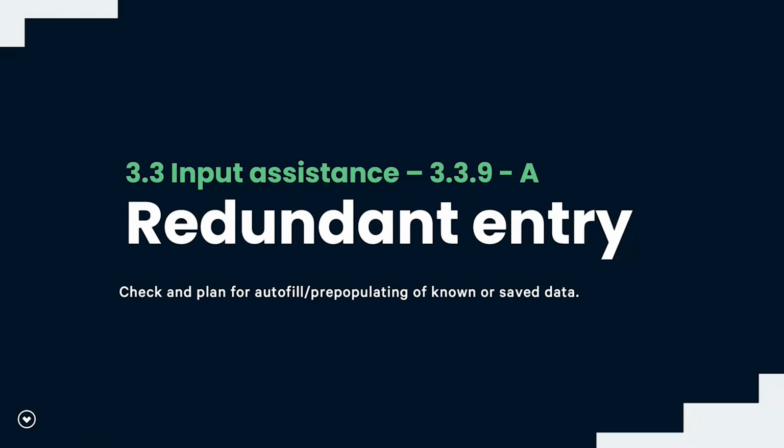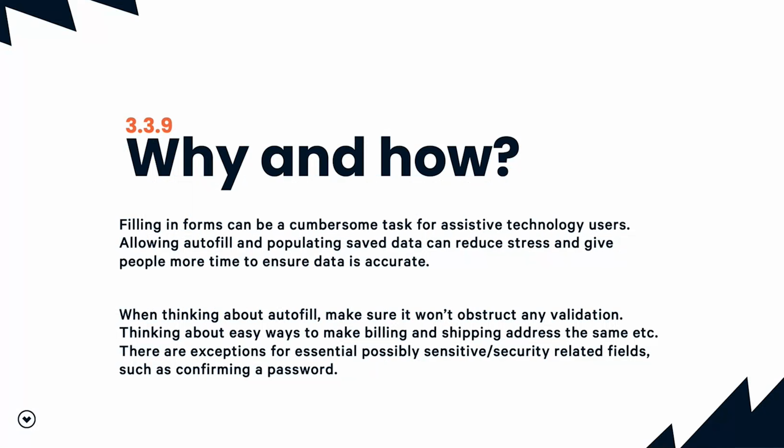So again, another input assistance one, 3.3.9, and this is level A, so your basic requirements. This one's redundant entry. So check and plan for autofill, pre-populating of known or saved data. Filling in forms can be really cumbersome, even just on mobile, and for sighted mouse and keyboard users. But for assistive technology, this can be even worse. So allowing autofill and populating saved and known data can reduce stress and give people more time to ensure that their data is correct and accurate.